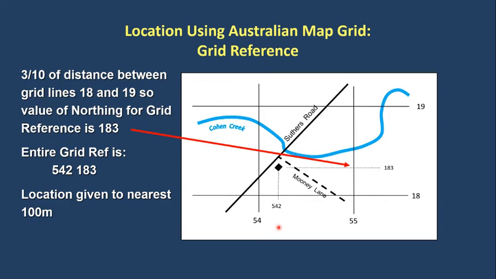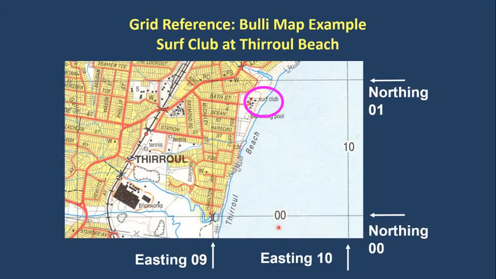So rather than this little cartoon example, let's look at a real example on the map. Again, here's the rule. We'll go through this town on our field trip. And again, here's the easting 09, the easting 10, the northing 00, and the northing 01 here. We might be interested in saying to someone, what's the location of this surf club at Thurul Beach? So basically there, we need to interpolate between this 09 and 010 and interpolate between the 00 and the 01.